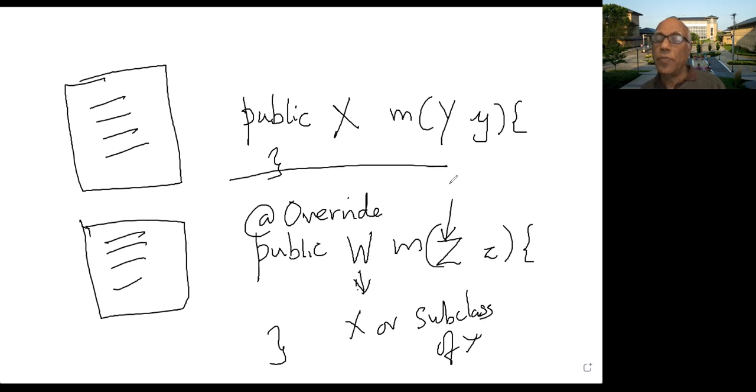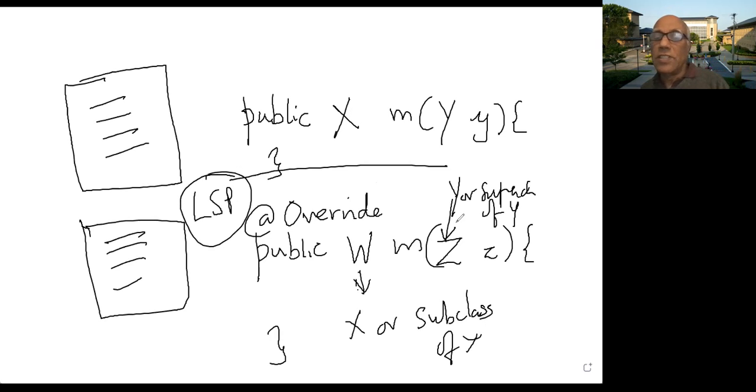Z should be Y or superclass of Y. That is as far as LSP is concerned. But in Java, though, they don't allow this. This has to be exactly Y. In Java, this has to be exactly Y, whereas this can be exactly as in the Liskov substitution principle.